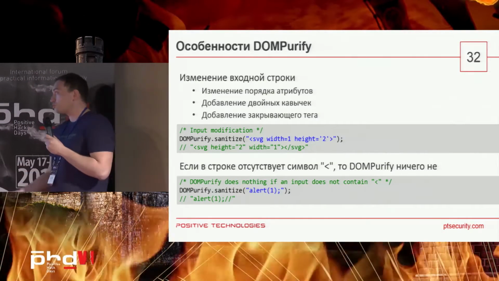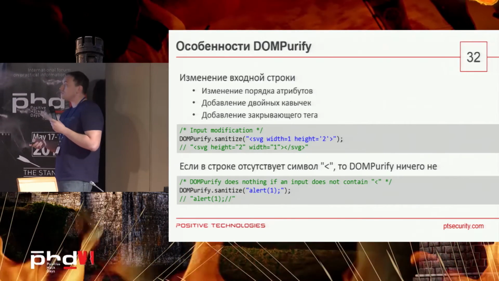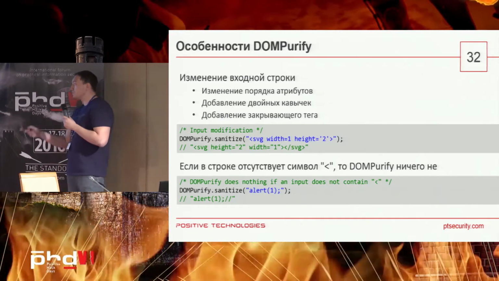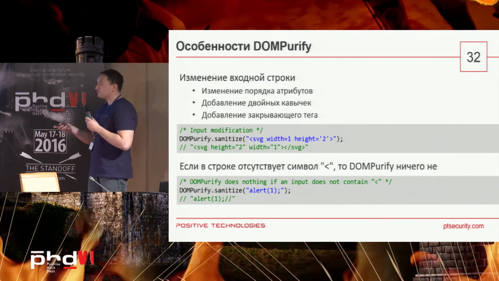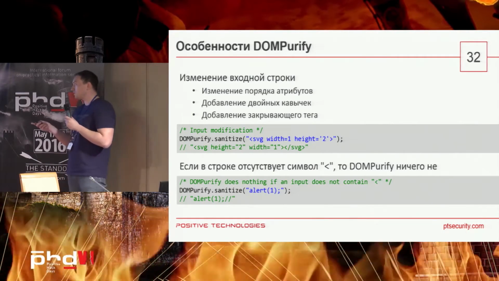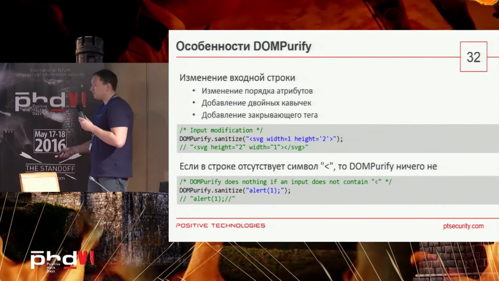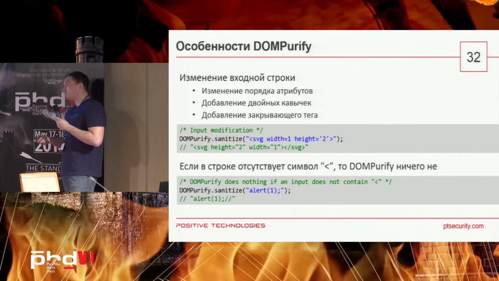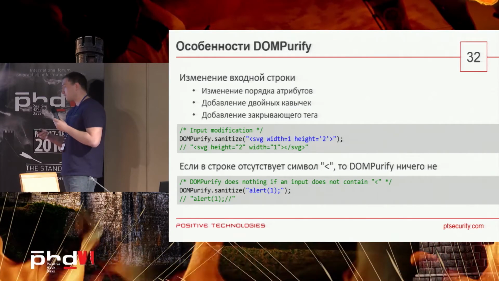In the first place, the order of attributes is changed. There can be additional closing tags. There can be double quotation marks. If we see such a line on the input, on the output, attributes will be different. It means that we are in no position to use DOM Purify directly.